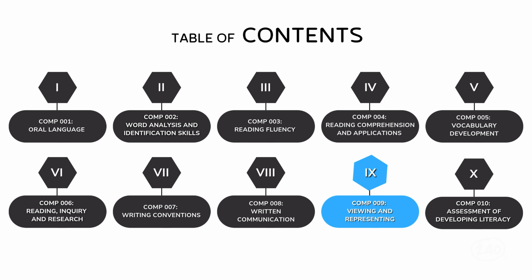We're getting so close. Two more competencies to go, and you can proudly say you've reviewed the whole framework of your exam. Competency 9 is viewing and representing. You may be asking yourself, viewing and representing what? This competency is all about media. Elementary students need direct instruction and practice with interpreting media such as a computer, television, magazine, and radio.